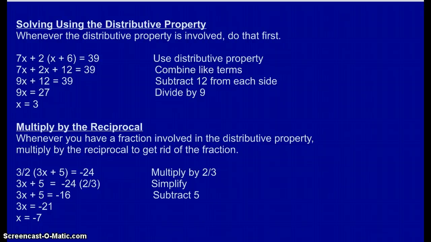We want to isolate the x term, so subtract 5 from both sides. So you get 3x equals negative 21. And then when you divide by 3 to solve for x, you get x equals negative 7.